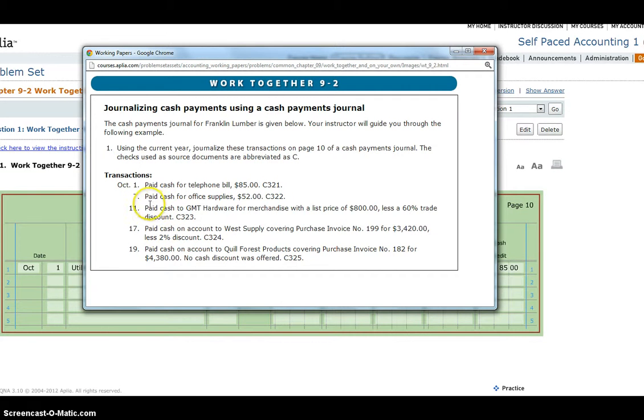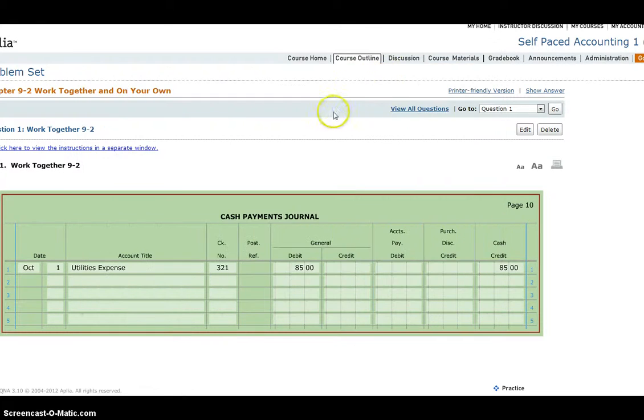The next one says on October 7th, we paid cash for office supplies for $52, and we wrote check number 322. So we put down the date, which is the 7th, and we know that office supplies, that's an asset to our business. We'll put down supplies office, and we'll put down 322. Now we know for a fact that we are going to credit cash for $52.